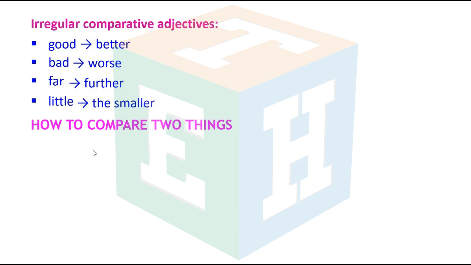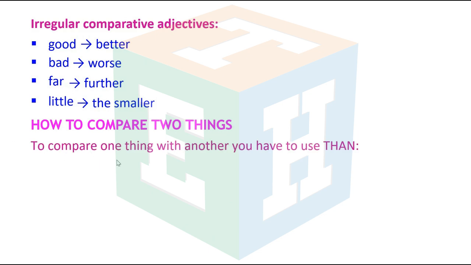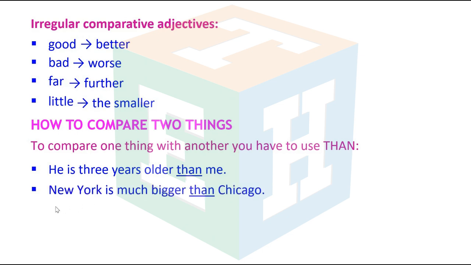How to compare two things. To compare one thing with another, you have to use than. He is 3 years older than me. New York is much bigger than Chicago.